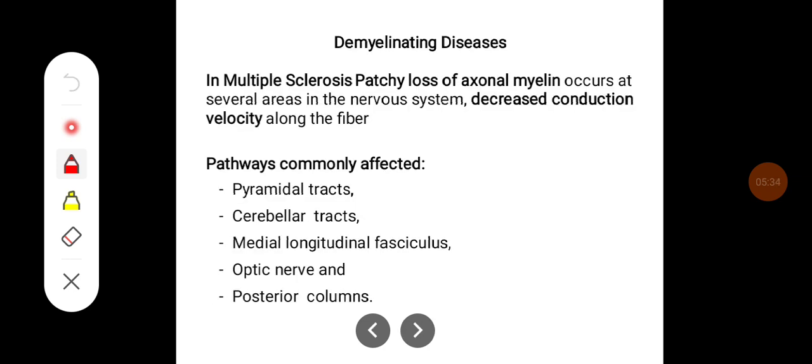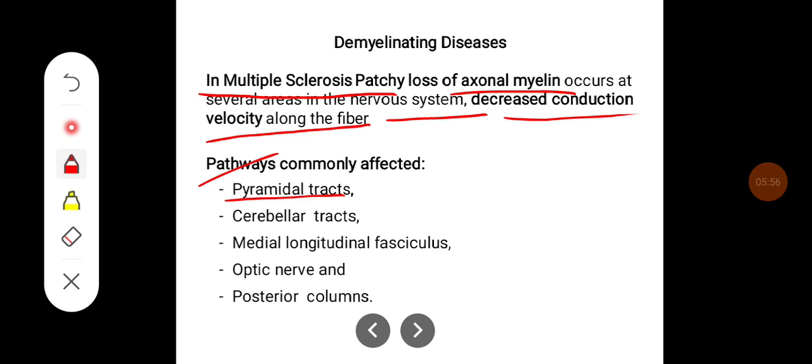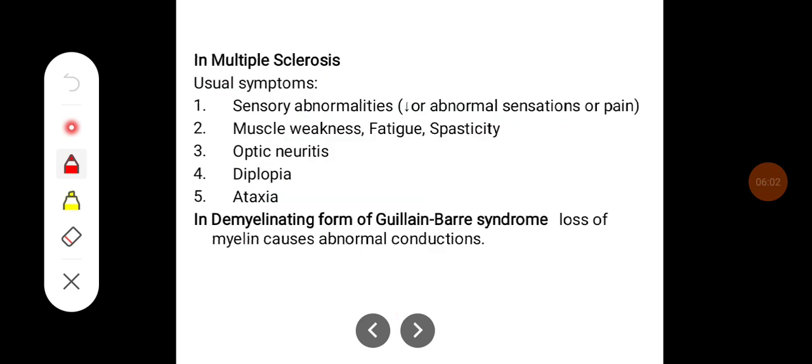Some of the demyelinating diseases, as we see in multiple sclerosis, show patchy loss of axonal myelin, which occurs at several areas of the nervous system and leads to decreased conduction velocity of the nerve fibers. Some of the pathways commonly affected are the pyramidal tracts, cerebellar tracts, medial longitudinal fasciculus, optic nerve, and posterior columns.